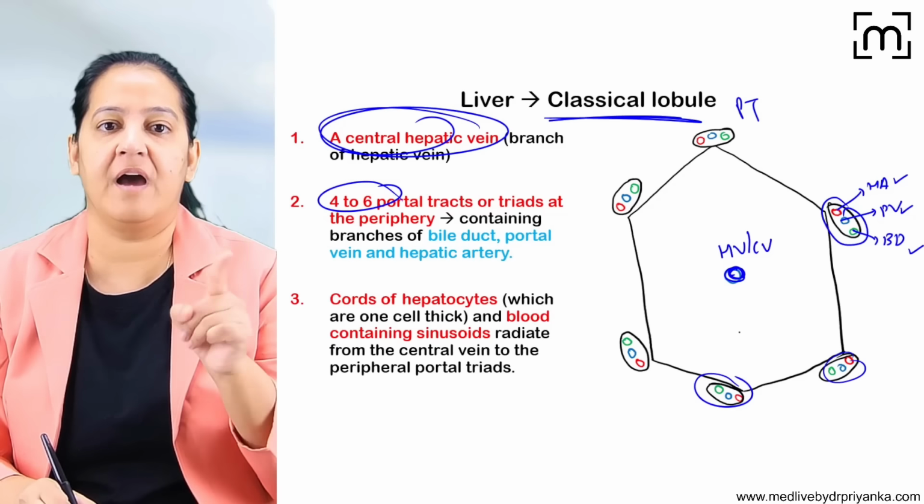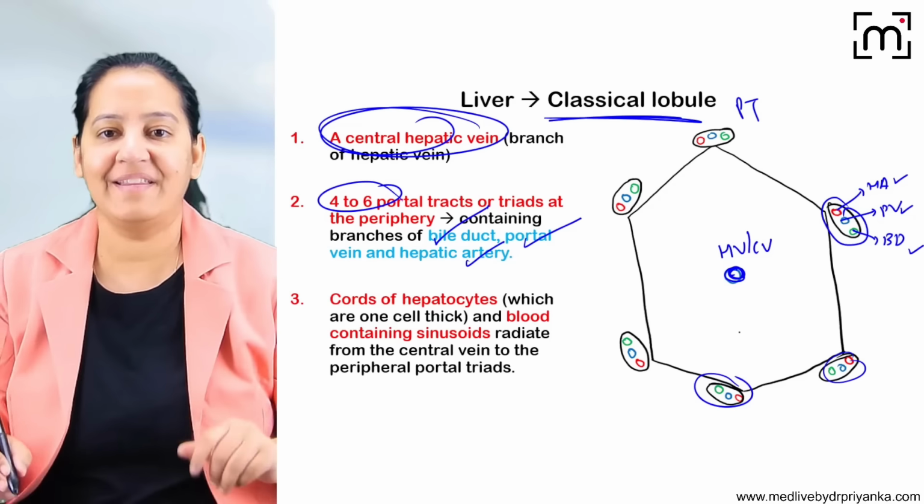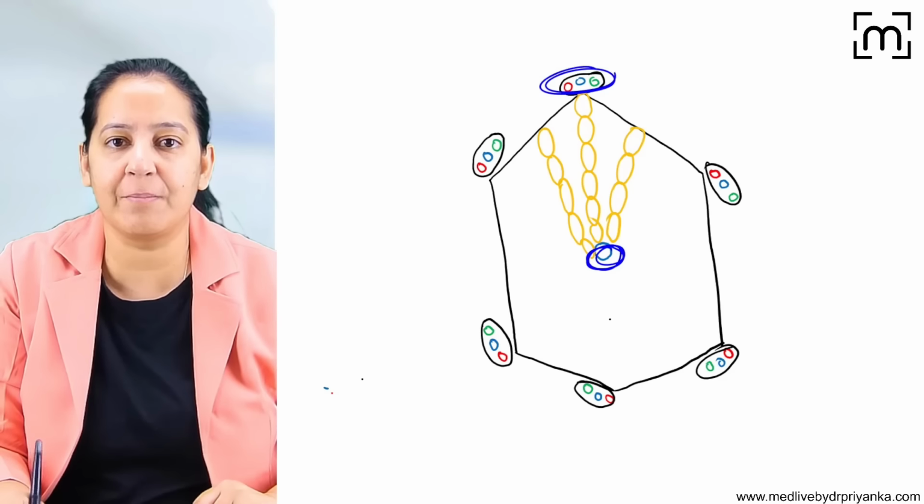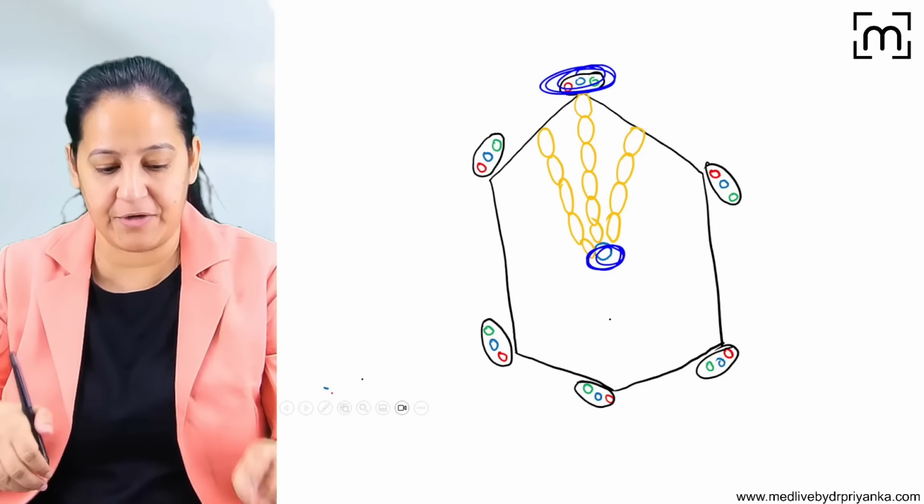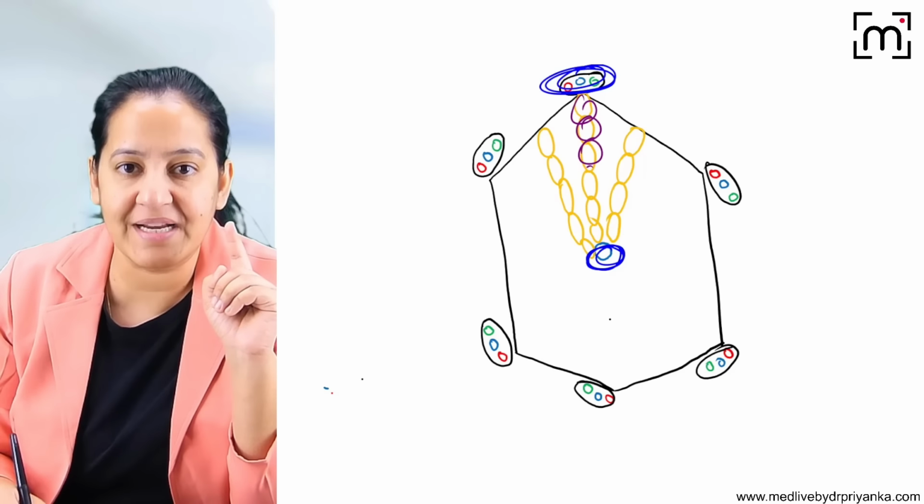Each portal triad contains a branch of bile duct, a branch of hepatic artery, a branch of portal vein, and there are cords of hepatocytes connecting them. You can see this is the central vein. You can see this is the portal triad. So you can see the cords of hepatocytes. Hepatocytes are the cells present in the liver. So these are the cords of hepatocyte connecting them.